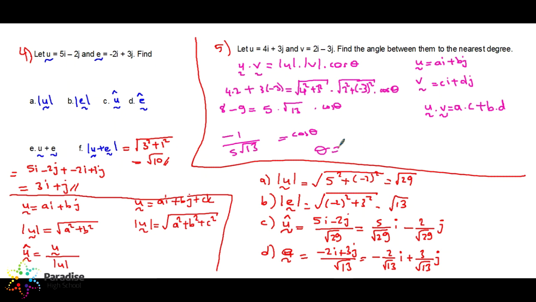Then what is theta? We use our calculator. Here's our calculator. Negative 1 over, oh yeah, my calculator battery is going to go. Negative 1 over 5 root 13 is equal to, shift cosine.